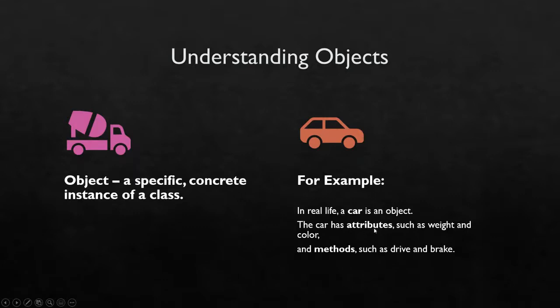The car has attributes. Attributes, again, meaning the properties of the object. An example of the attributes of a car is the weight, the color, how many wheels it has, and that's just some examples of an attribute of an object, which is the car. And methods, the methods of the car, or the things that the car can do, or the features of a car, is we can drive, we can brake, and we can turn on the horn. So that is just an example of the methods of the car.